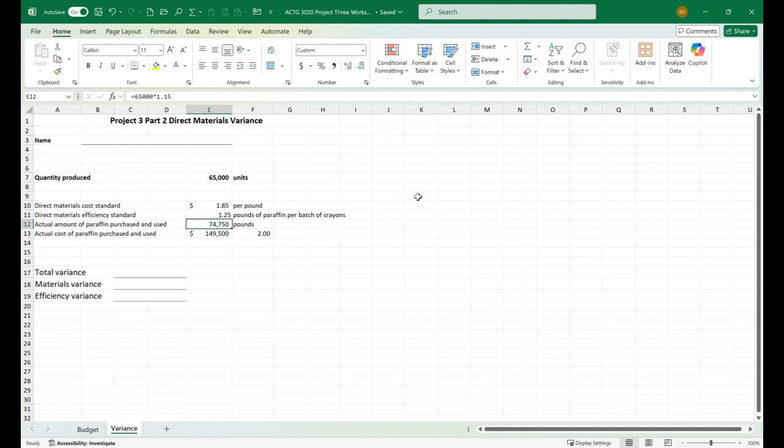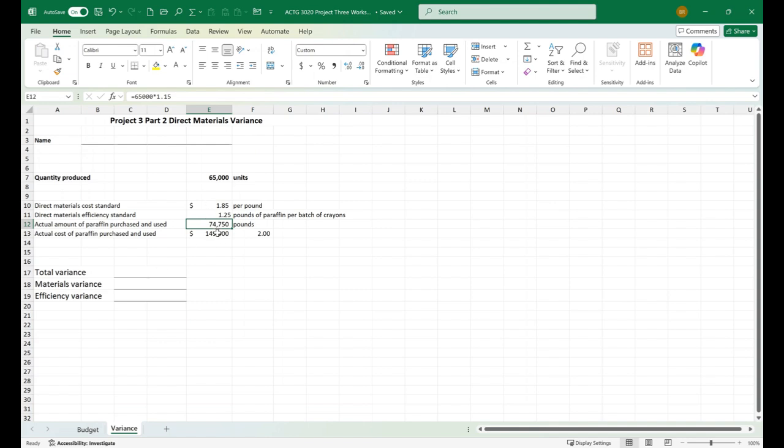Well, 750 out of 65,000 units. So we can look at this number divided by that, and it will give us the actual amount of paraffin per unit. And so that will tell us whether we're under or over the 125, and we multiply that by the standard cost here, and that will give us the materials variance.